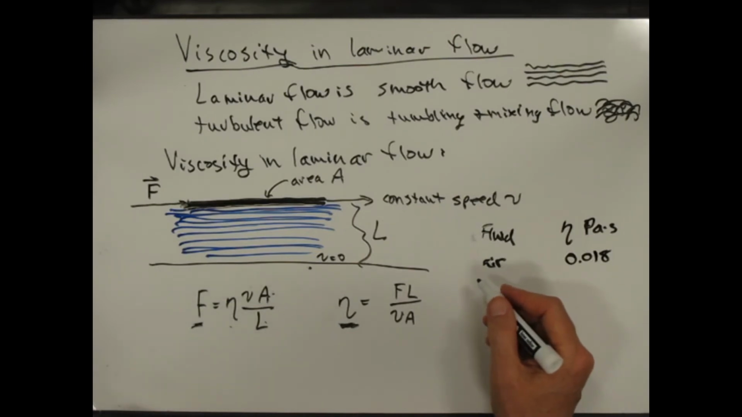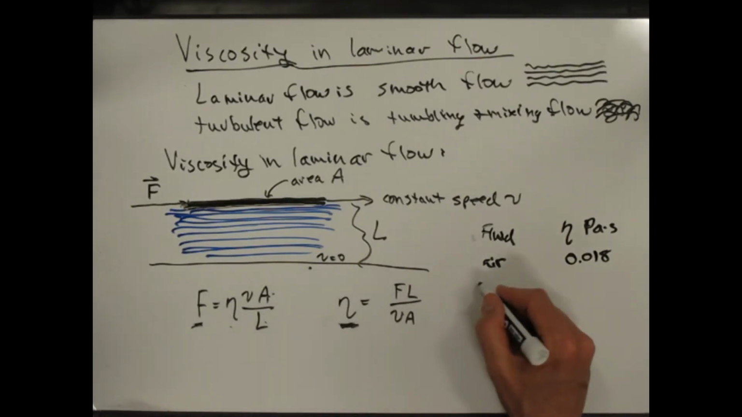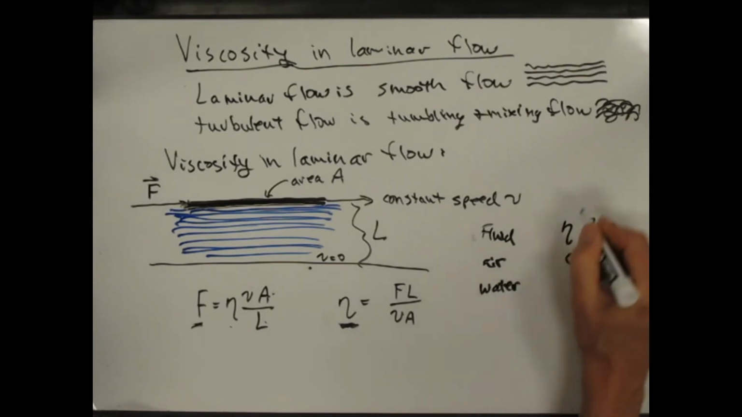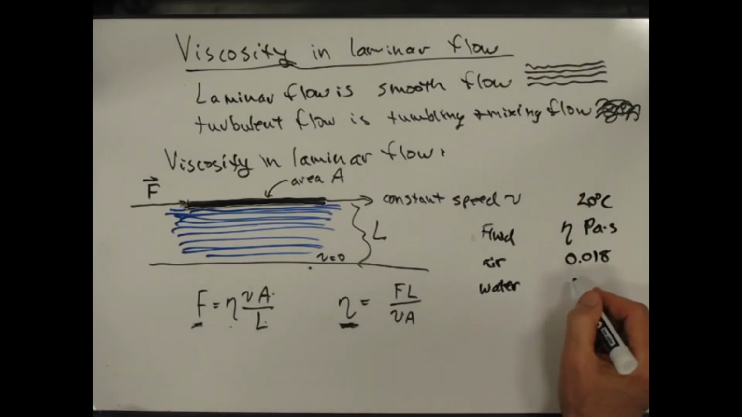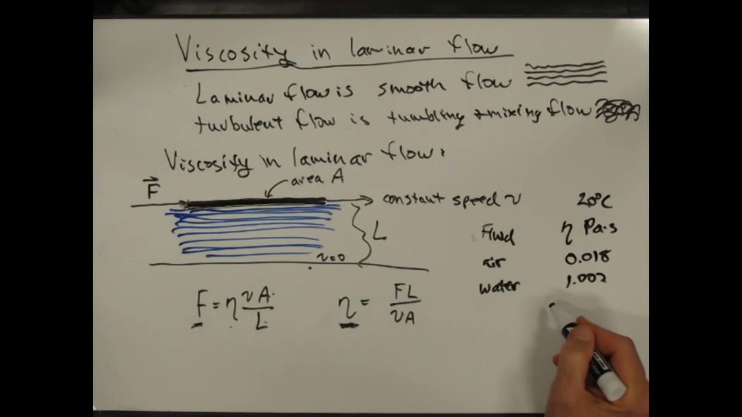For water, this is at 20 degrees C. I'll just put these at 20 degrees C. This is 1.002. The viscosity for water is very strongly temperature dependent. So it's 1.002 at 20 degrees C. At 0 degrees C, right before it freezes, it's 1.8. At boiling, it's 0.28. And so there's a great change in viscosity for water depending on its temperature.